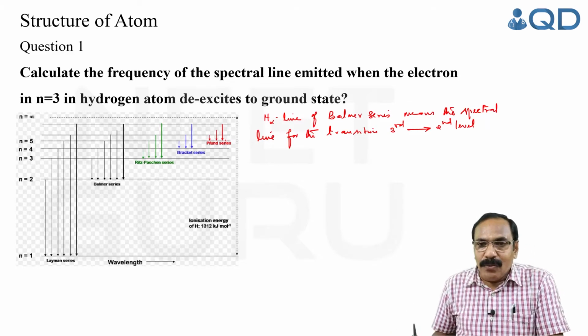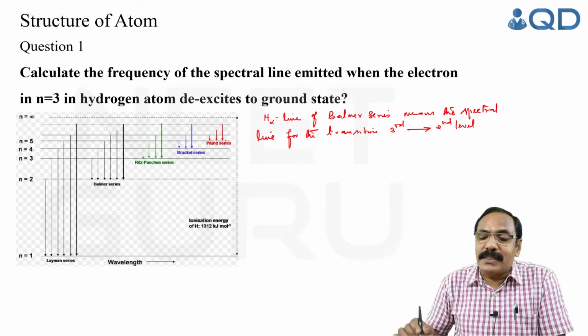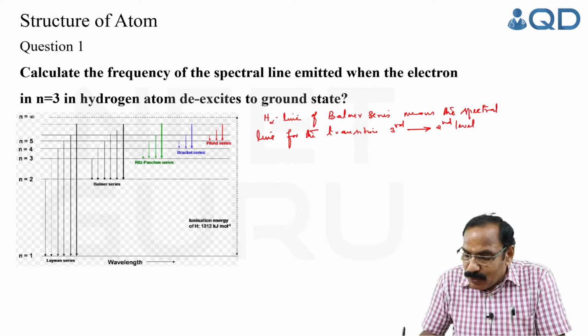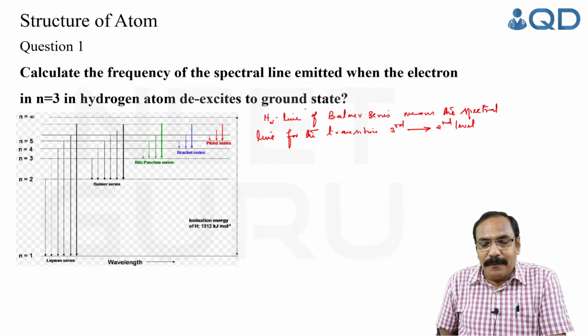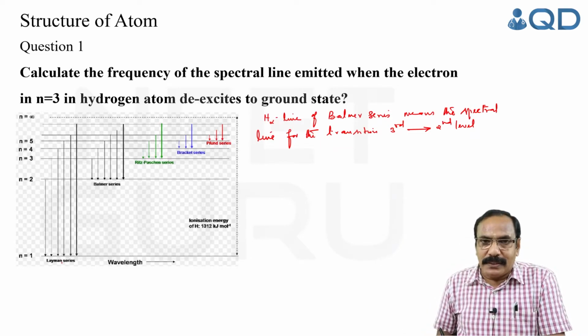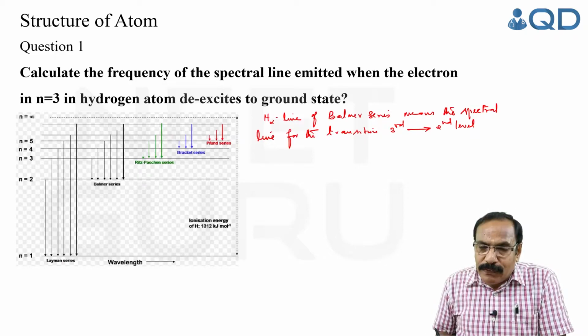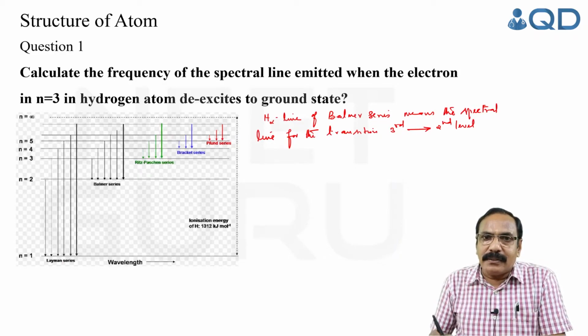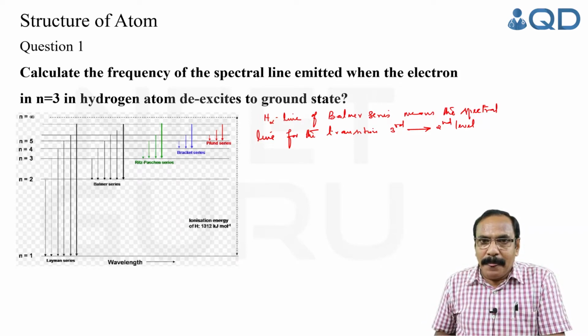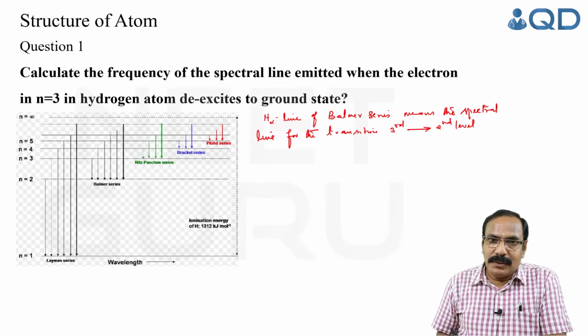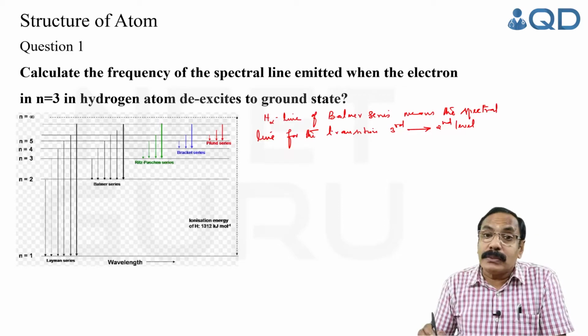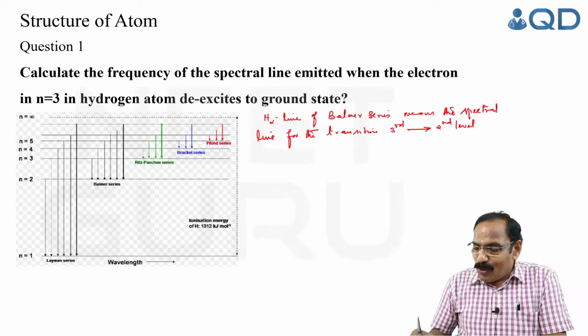Okay. Now the frequency of the spectral line for this particular transition from the third level to the ground state. That means it is the Lyman series. 2 to 1 means the first line of the Lyman series. 3 to 1 means it is the second line of the Lyman series. Okay. Now, how will you find out frequency? Nu is C by lambda. Nu equal to C by lambda. 1 by lambda is nu bar. So, you have the equation.